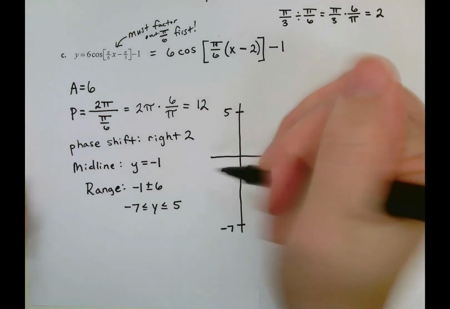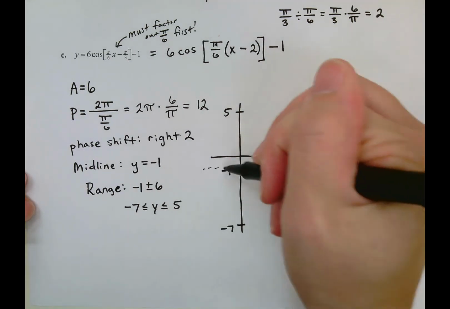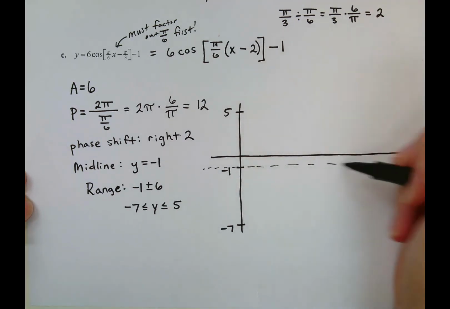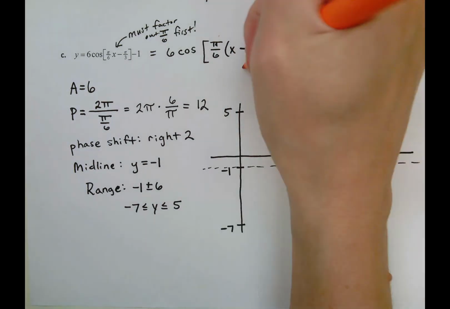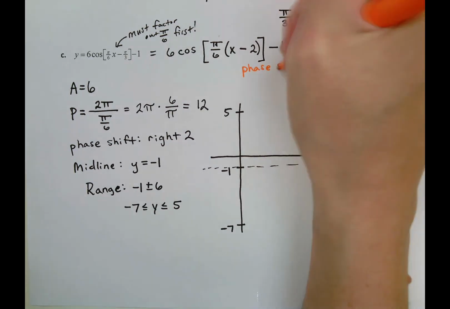Okay, so then I'm going to graph my midline with a slightly dashed horizontal line. And now let's graph our tick marks across the x-axis. So remember, we have a phase shift of 2. So just as a reminder, my phase shift is like my starting point.